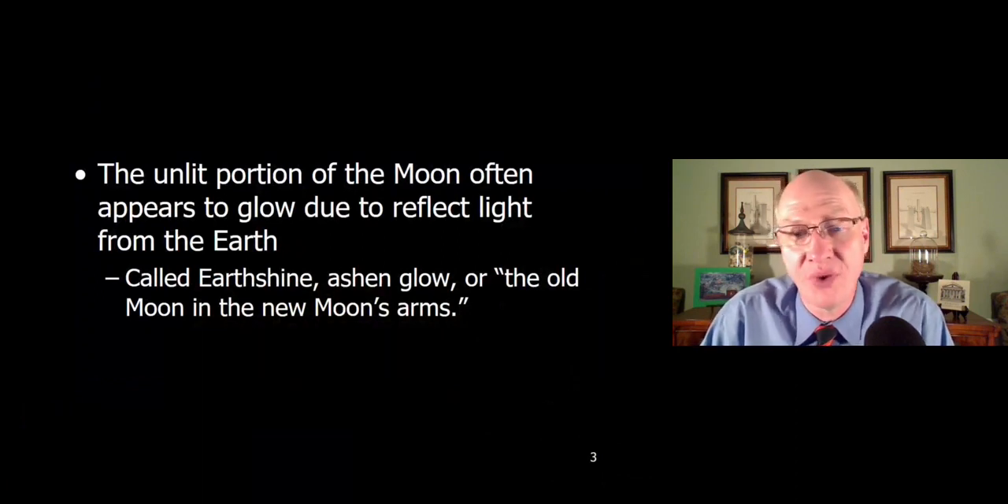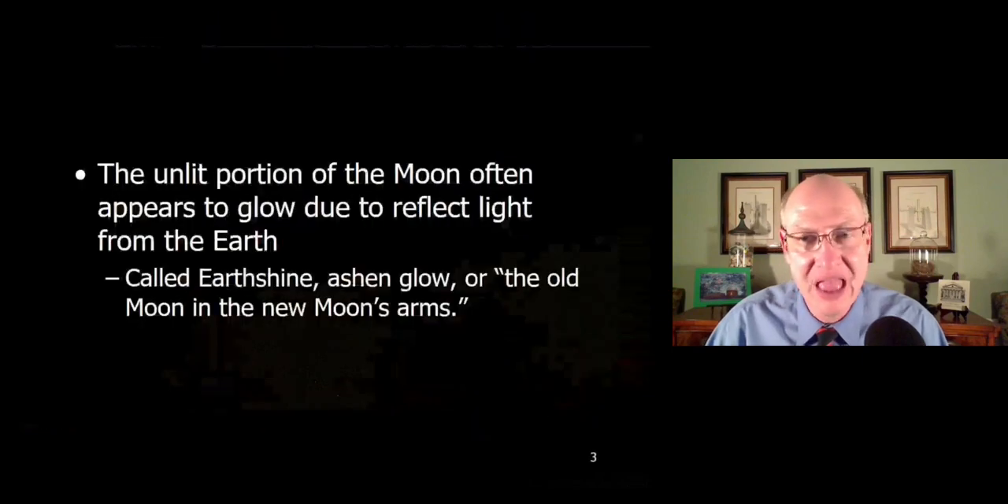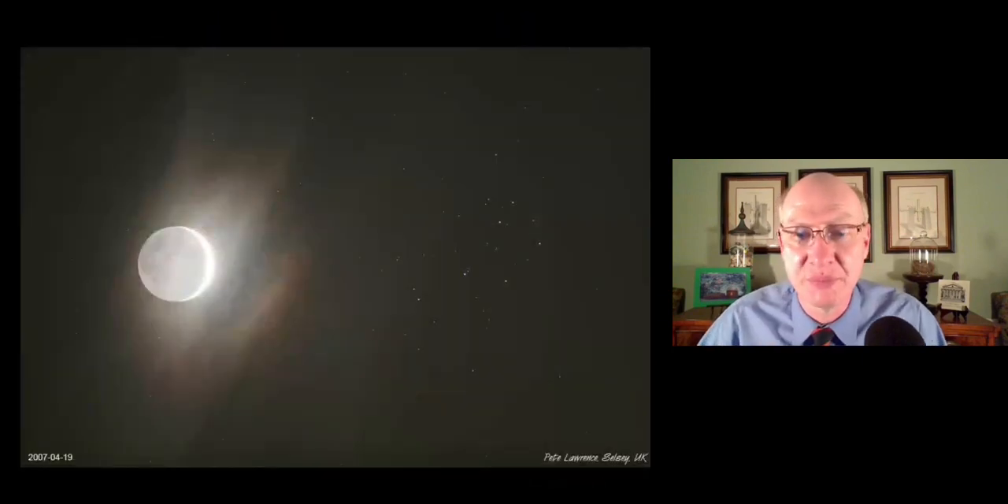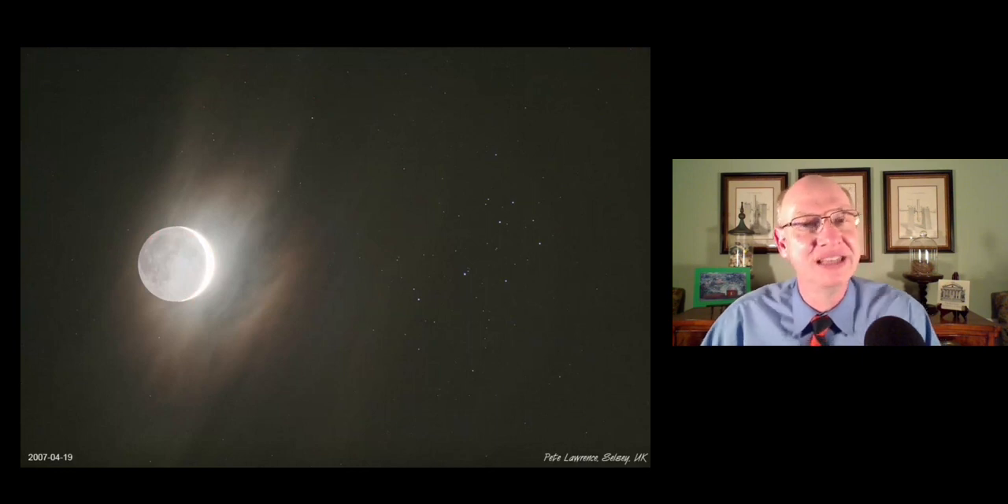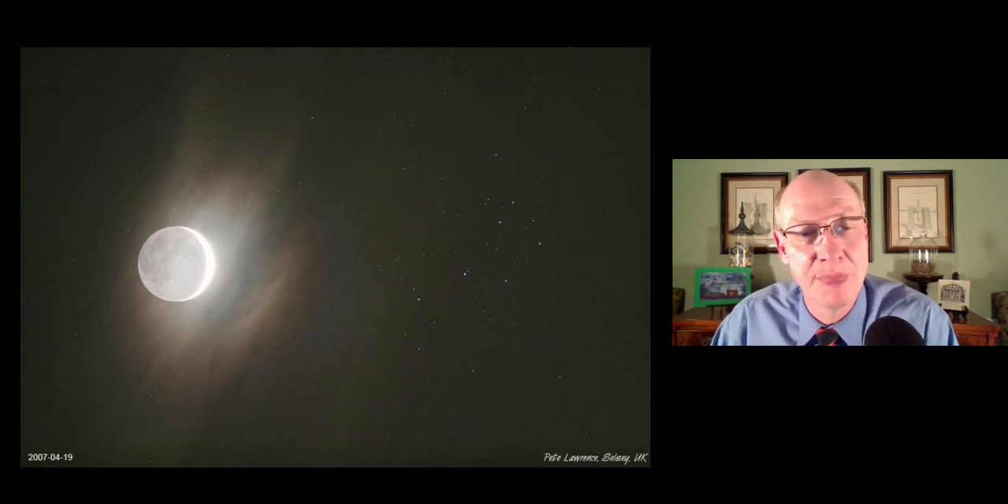My favorite one for it is the old moon in the new moon's arms, because you've got the new crescent moon right there, and you've got the old moon still shining through in the crescent arms of the new moon right there. So here's another photograph of it right next to the Pleiades, the little cluster of stars called the Seven Sisters. There's the thin crescent moon, the waxing crescent, with the unlit side of the moon that appears to be lit up.